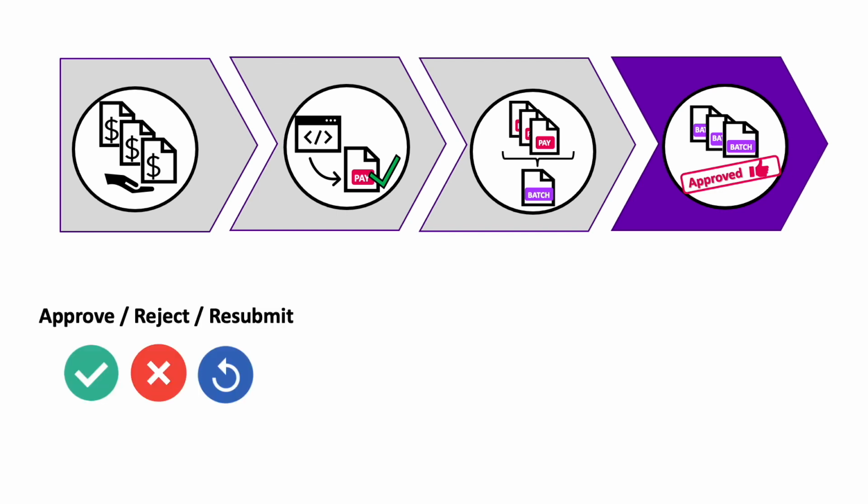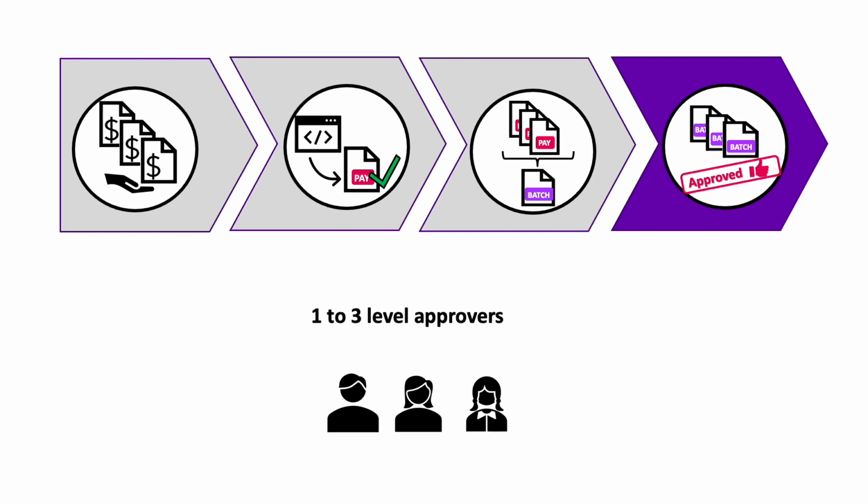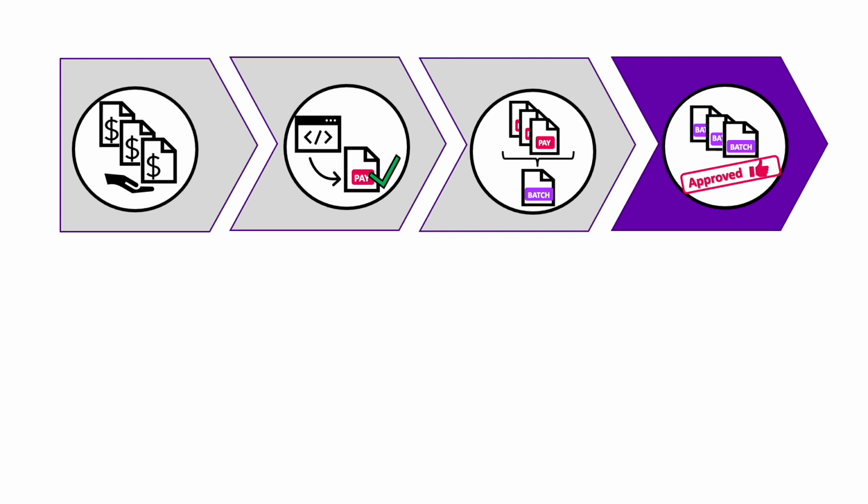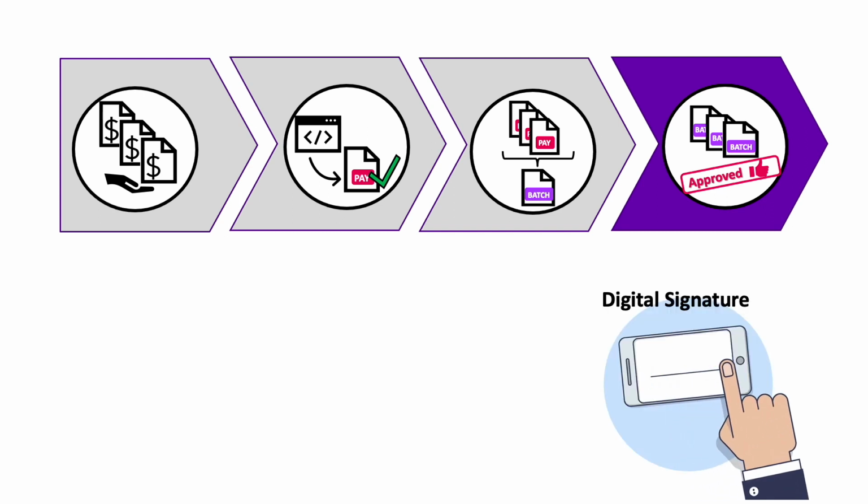The approver will have 3 options during the review, where the person can approve or reject the batch or even resubmit the payment. Resubmission means particular payments in the batch can be delayed to the next batch. For the approval itself, it can be configured up to 3 levels of approval. On top of that, a digital signature can also be applied during the approval.